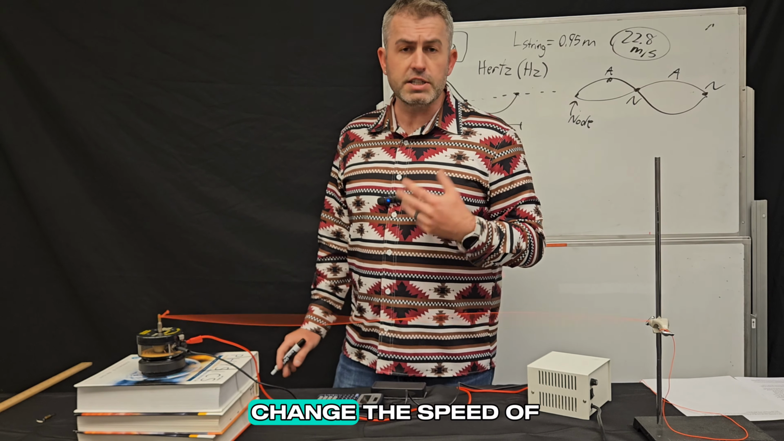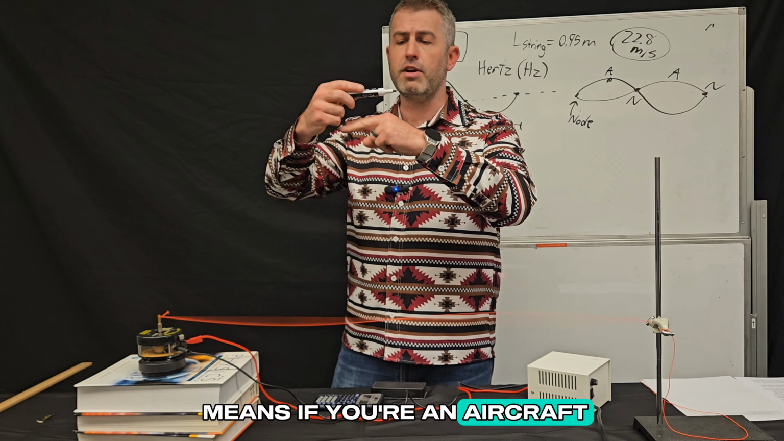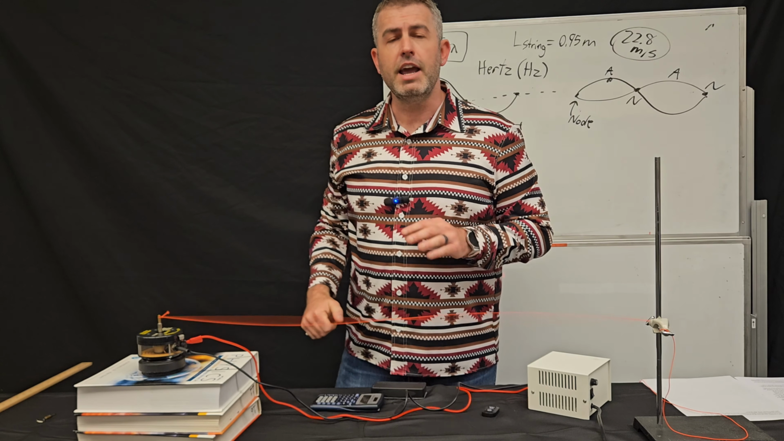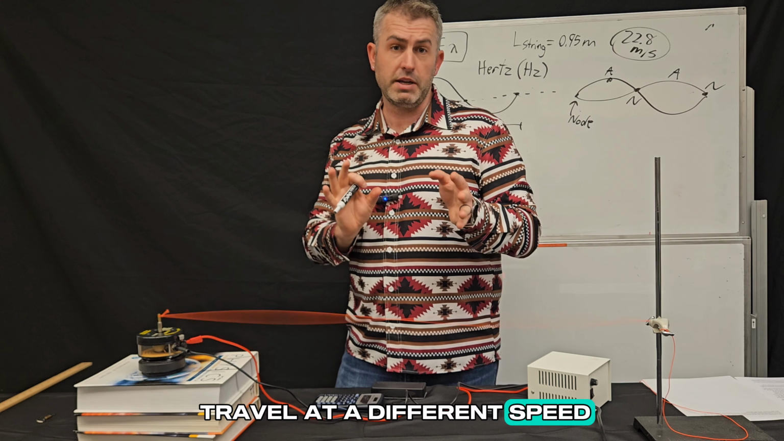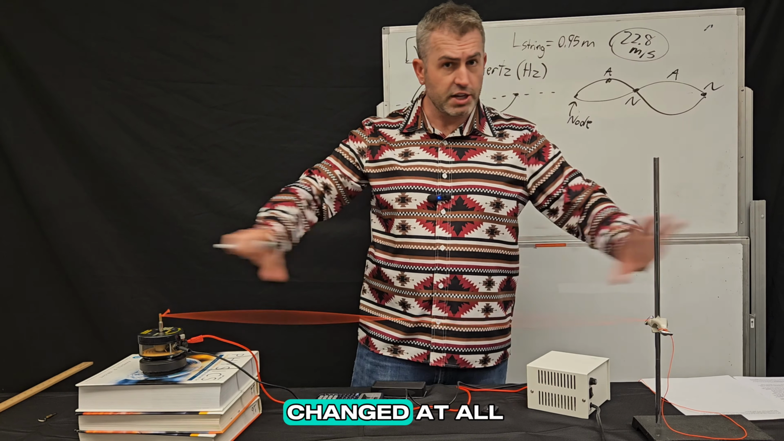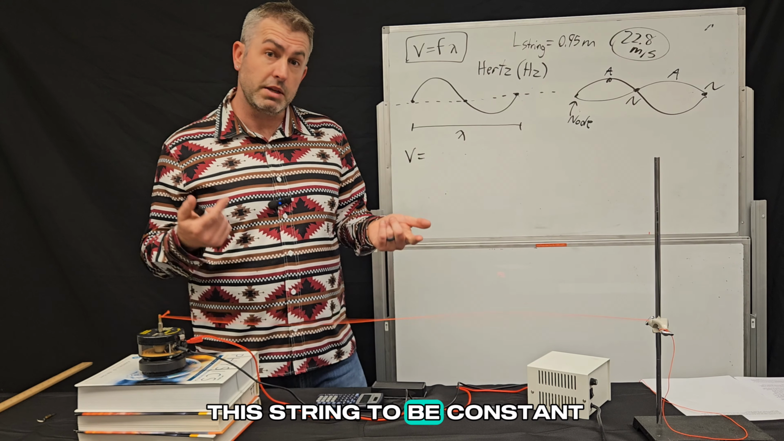The only way to change the speed of any wave through a medium is to change the medium, which means if you're an aircraft, you would have to go to a higher altitude where the air is less dense, and then sound would travel at a different speed. But again, bringing it back to the string, because this string hasn't changed at all, it's the same medium, I expect the velocity of this wave through this string to be constant.